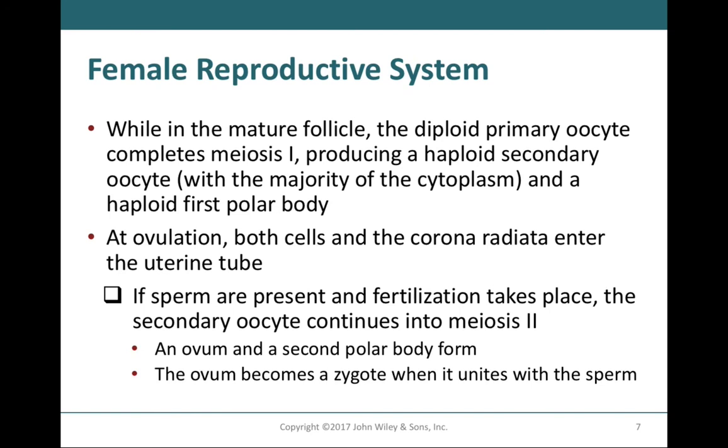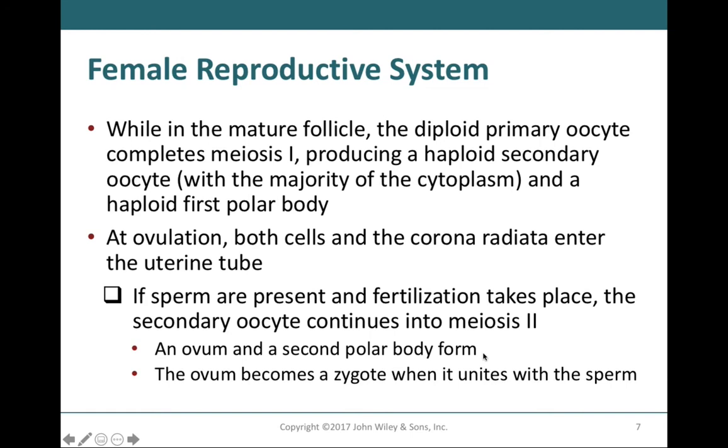But the secondary oocyte has only completed meiosis 1. In order to complete meiosis 2, what will be necessary is fertilization by a sperm cell. If sperm cells are present, one sperm cell is going to burrow in through the zona pellucida and be absorbed by the oocyte. At the moment that this happens, the cell is going to complete meiosis 2, and we're then going to call it an ovum. And at this point, the second polar body will have formed.